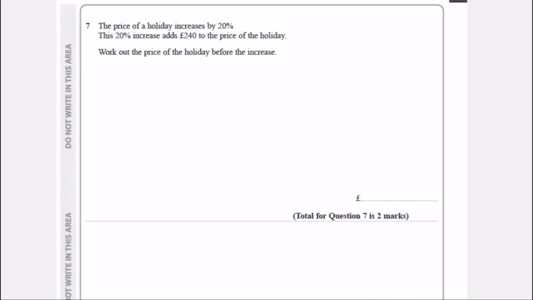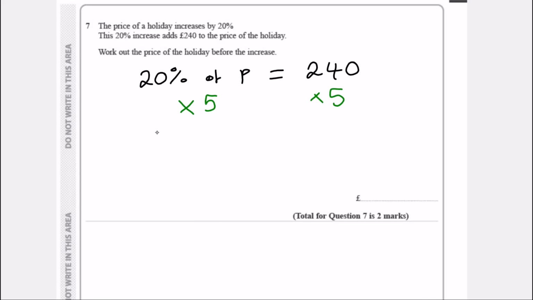Question 7. The price of a holiday increases by 20%. This 20% increase adds £240 to the price of the holiday. Work out the price of the holiday before the increase. So 20% of the price is equal to 240. If we want to work out the whole price, we want 100%. So if we take 5 20%s, we get the whole price. So 5 240s.